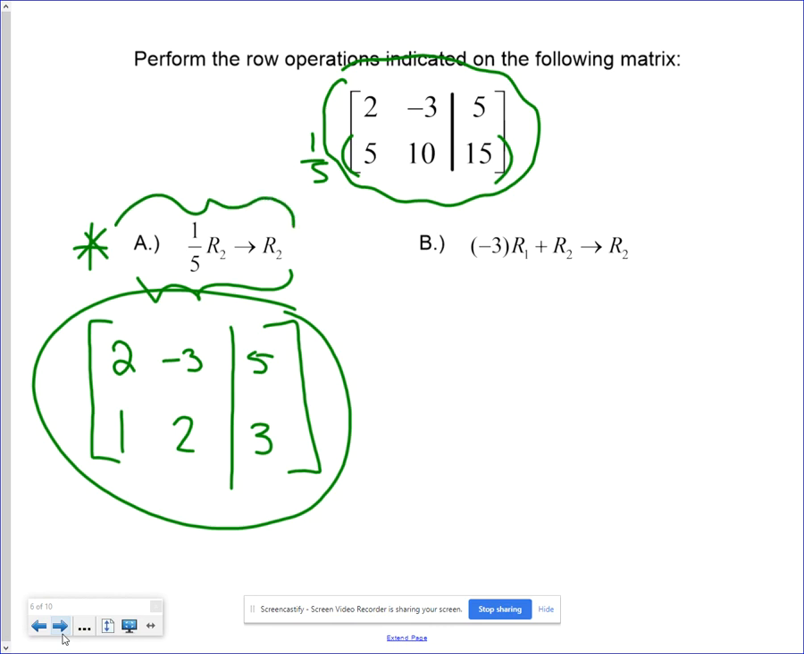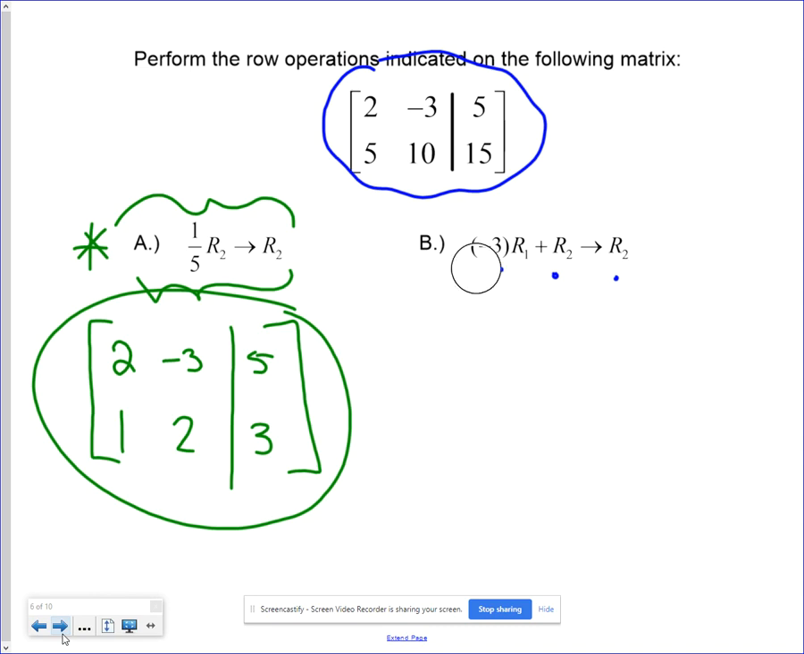All right, so let's try it again. So let's look at B here. On B, here's what I'm starting with, this matrix. What does it want me to do? Well, it says take -3 times row 1, and then add it to row 2, then replace row 2. So -3 times row 1, add it to row 2, replace row 2. That's what we want to do.